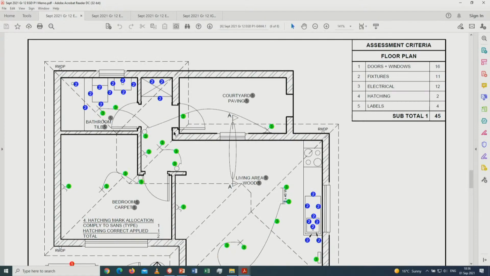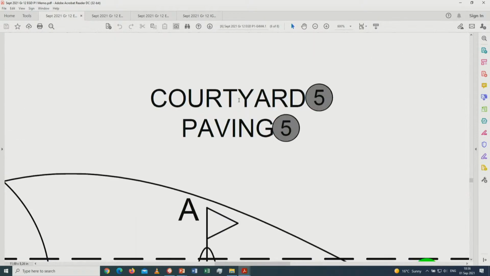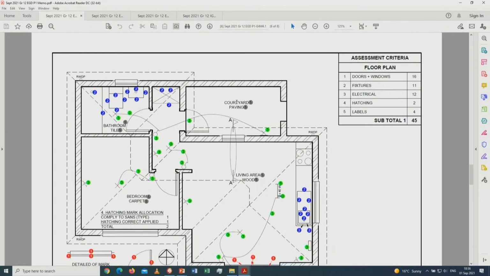So in that case, you should get 3 marks for that part over there. And then, of course, if you go to the labels, it must be SANS compliant, ladies and gentlemen. It must be between guidelines, and it must be in caps lock. Otherwise, a mark can be subtracted for that.